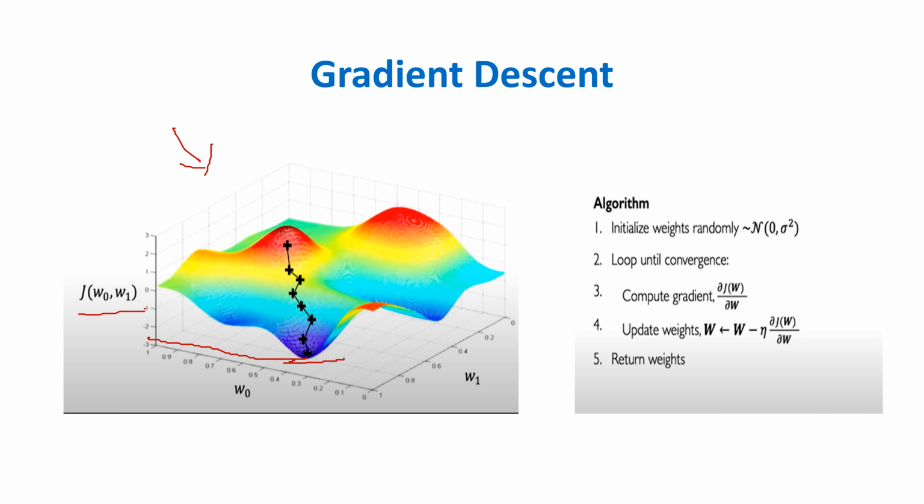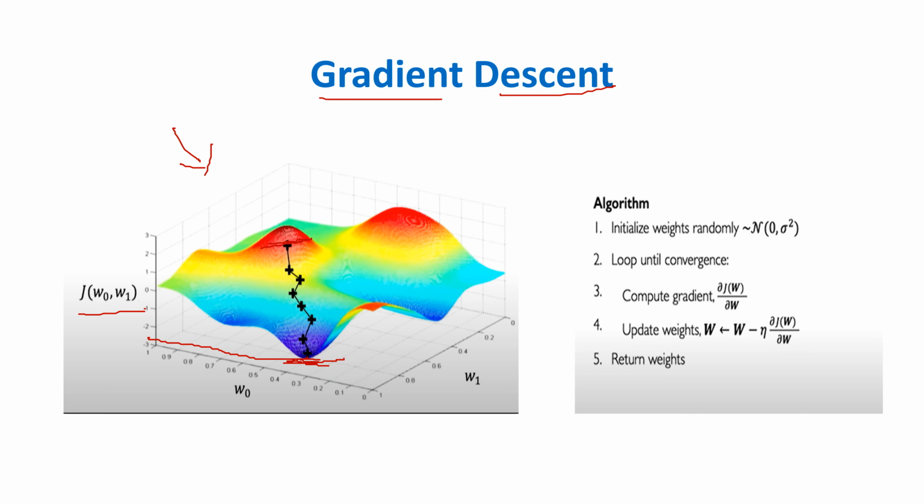So this is our desire. But right now, when we did the first forward propagation pass, we might be here. So how do we reach here? That's what this gradient descent algorithm teaches us.